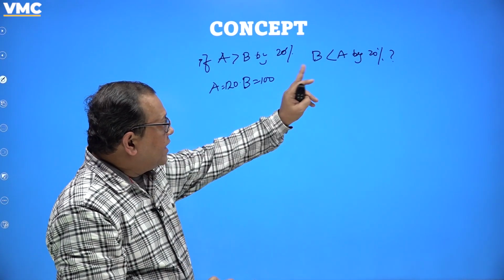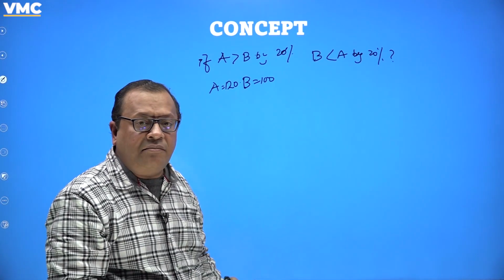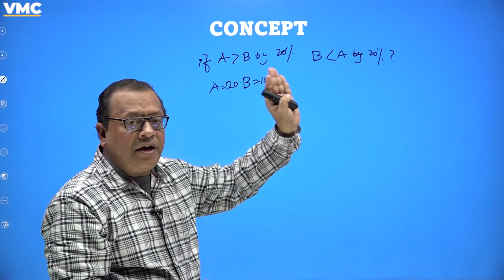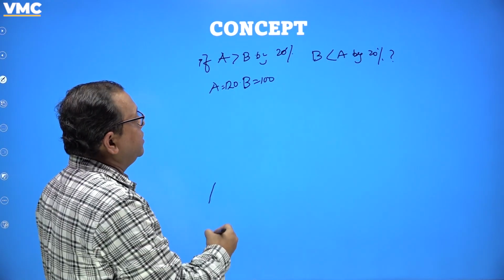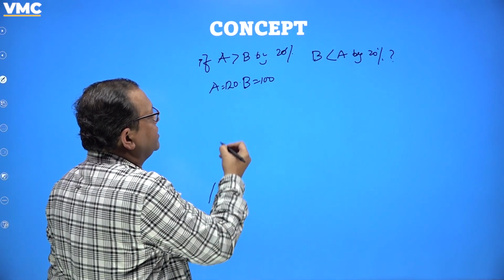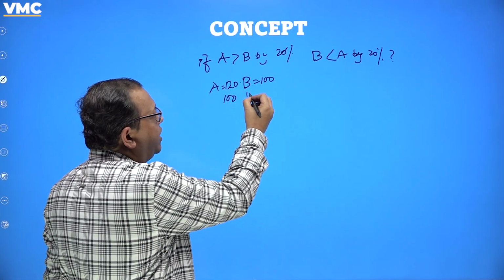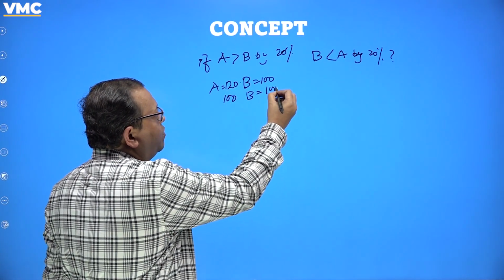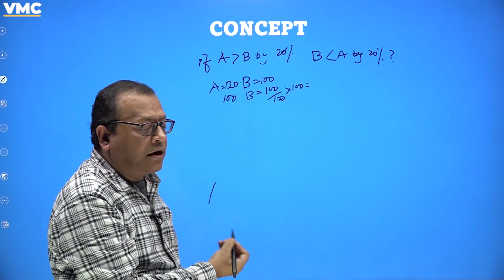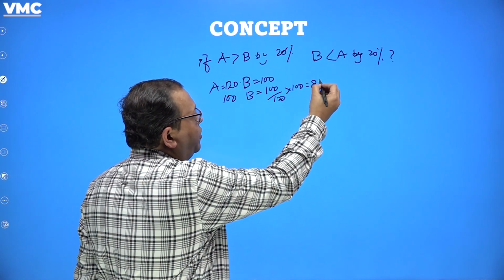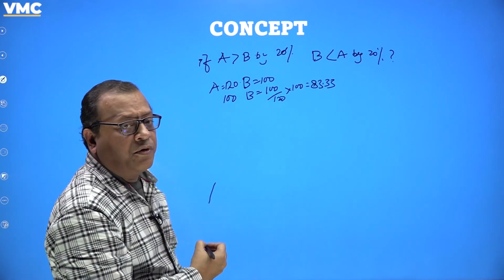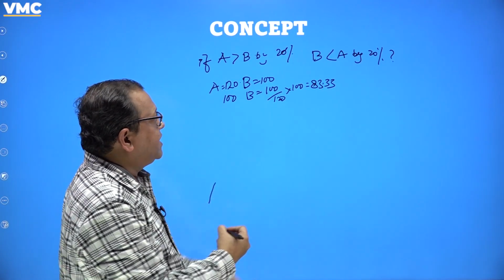तो जब मैं आपसे कहता हूं कि B A से कितना कम है, तो मैं ये कह रहा हूं कि जब A की 100 होगी तो B की क्या होगी, राइट? तो जब A की 120 है तो B की 100 है, जब A की 100 होगी तो B की क्या होगी? B की होगी 100 by 120 into 100 is how much? If you calculate, it comes out to be 83.33. यानी कि जब A की 100 है, B की 83.33 है, which means A B से कितना कम है?